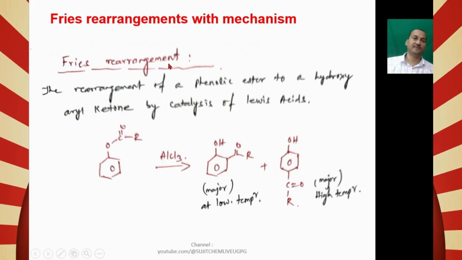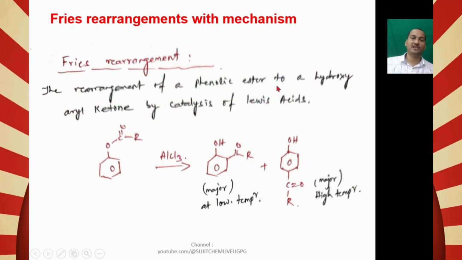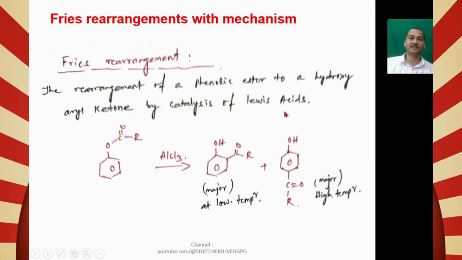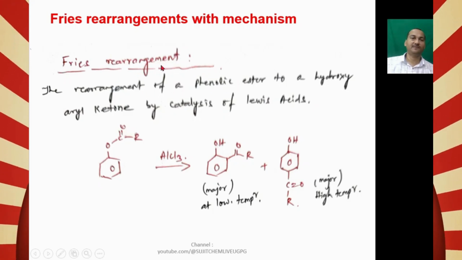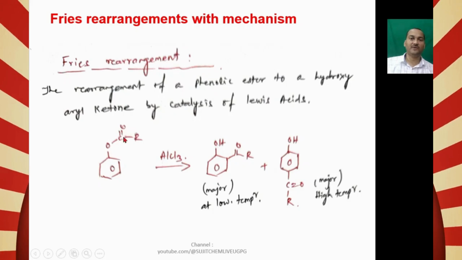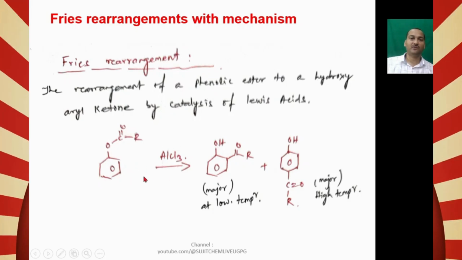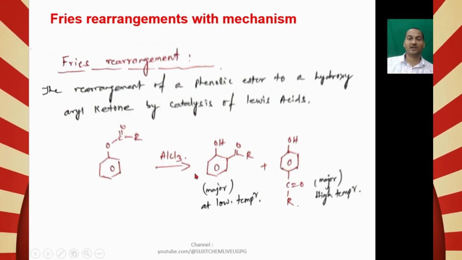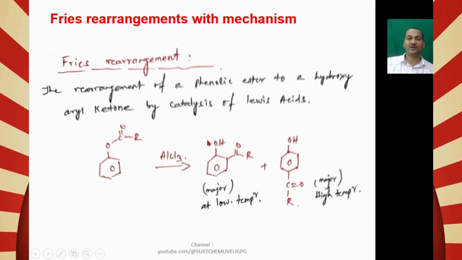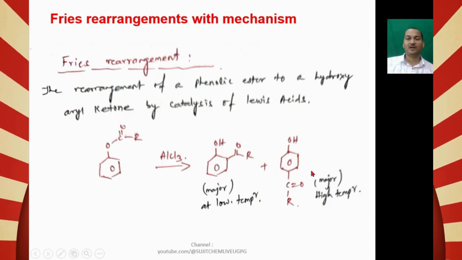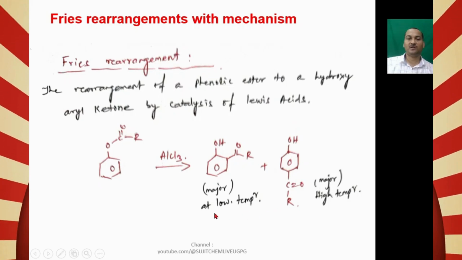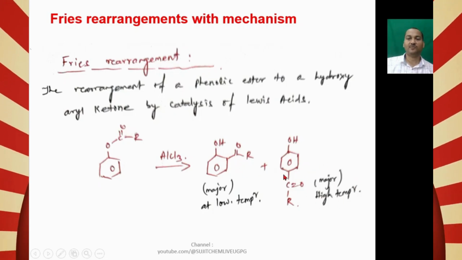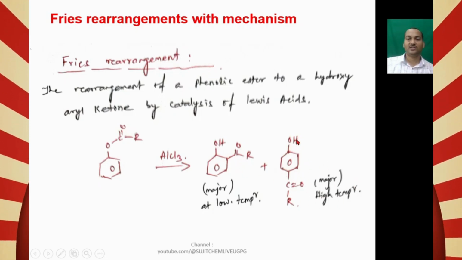Next is Fries rearrangement. The rearrangement of a phenolic ester to a hydroxyaryl ketone by catalysis of Lewis acid. This is known as Fries rearrangement. This is the phenolic ester upon treatment with Lewis acid, let's say aluminum chloride. You can have this ortho-hydroxyketone or you can have para-hydroxyketone depending upon the temperature. At low temperature ortho-hydroxy is the major product and at high temperature para-hydroxy is the major product.